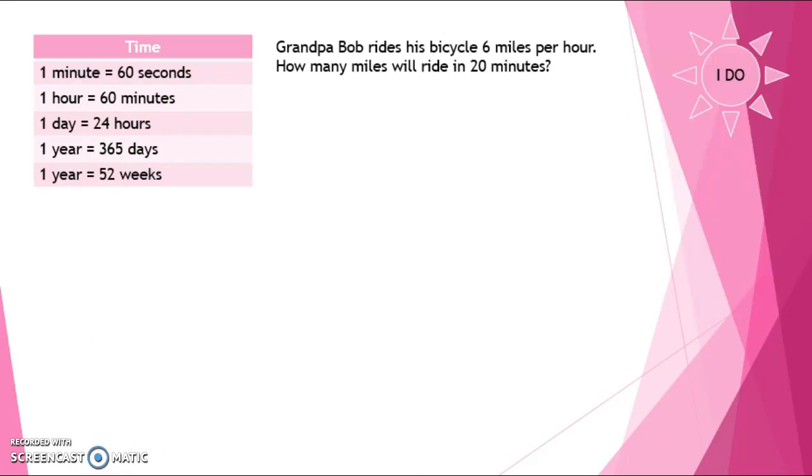Grandpa Bob rides his bicycle. Oh, Grandpa Bob is back. He actually rides 6 miles per hour. That's important. So he rides 6 miles. Notice how I'm taking notes. This is a strategy. Per hour. Whenever you see per hour or per minute, that means 1. So per hour. It has no S and no other number, so that means 1 hour.